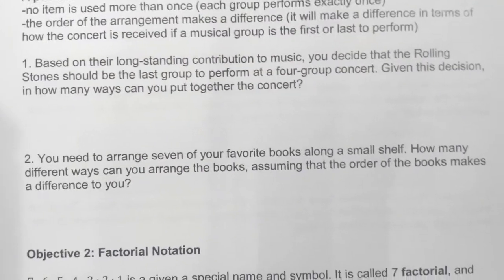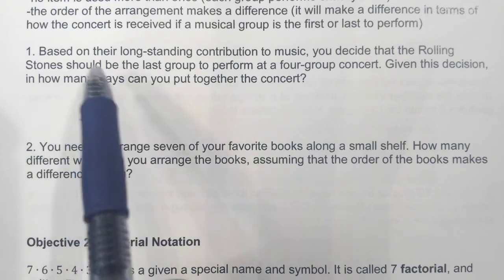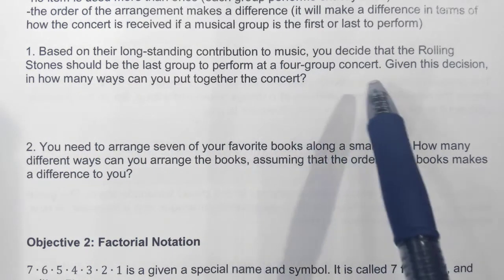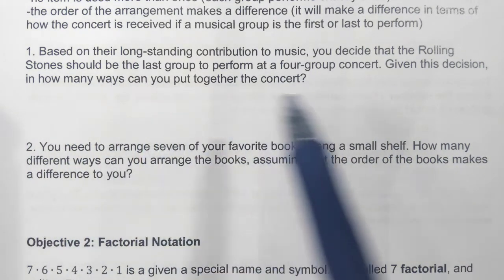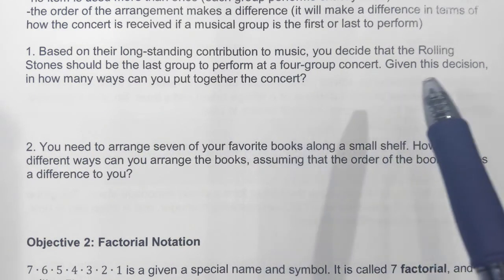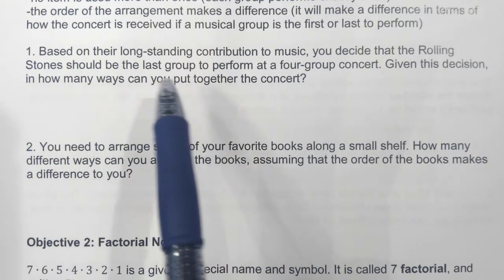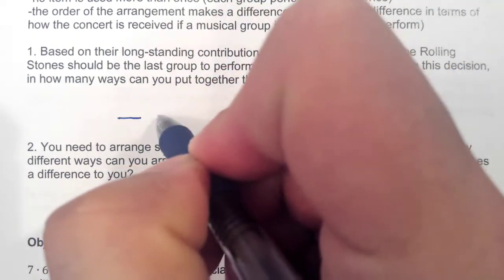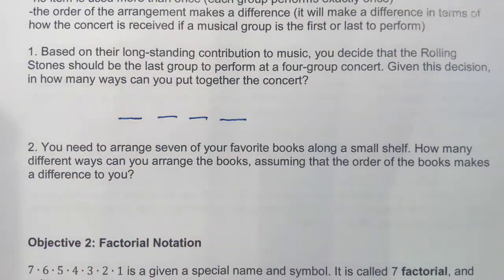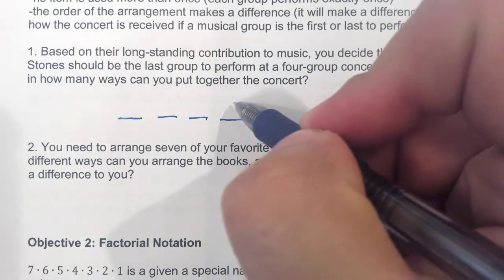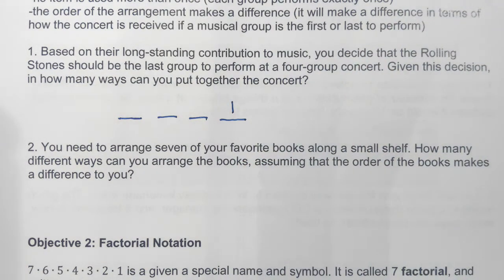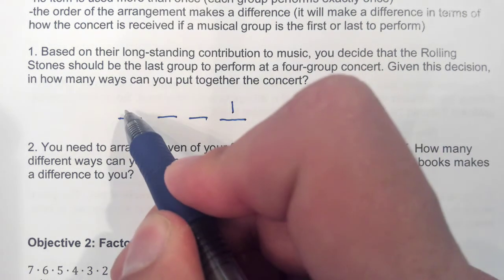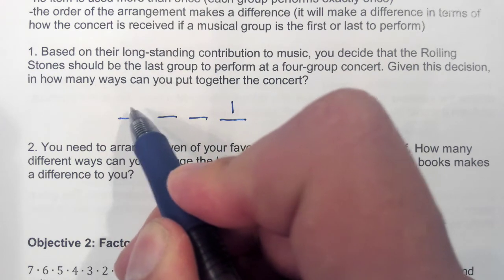Okay, so here we go. Based on their long standing contribution to music, you decide that the Rolling Stones should be the last group to perform at a four group concert. Given this decision, in how many ways can you put together the concert? What I like to do here is put four blanks, and then I just fill in the numbers. We've already decided that the Rolling Stones are going to be last, so we have just the one choice here. Then if we go back to the beginning, how many bands do we have to pick from for our first band?